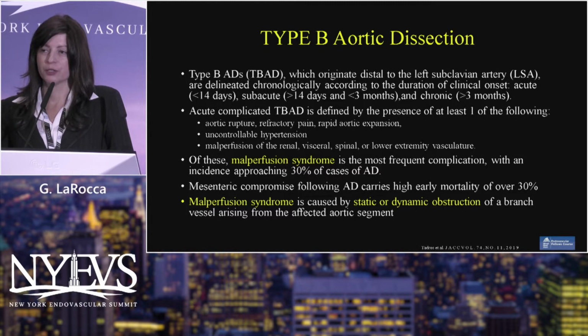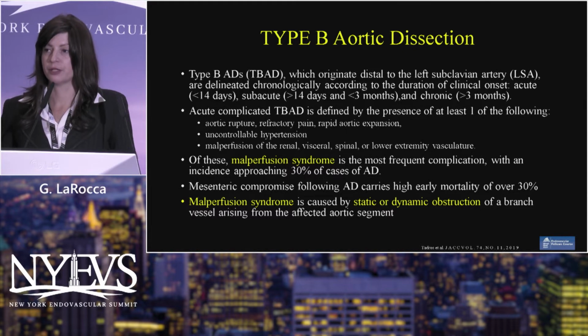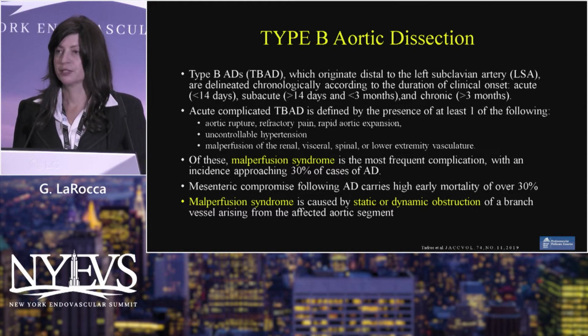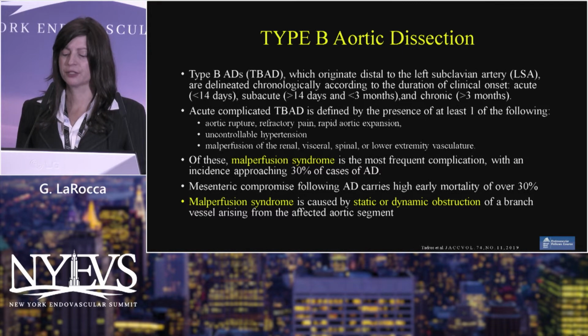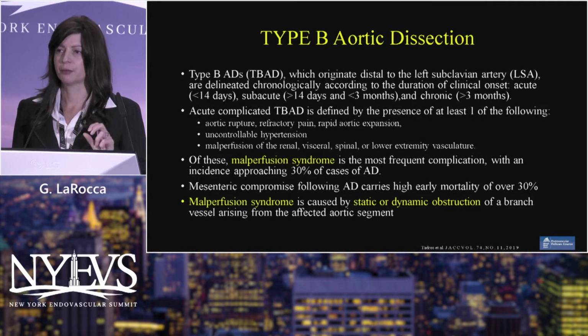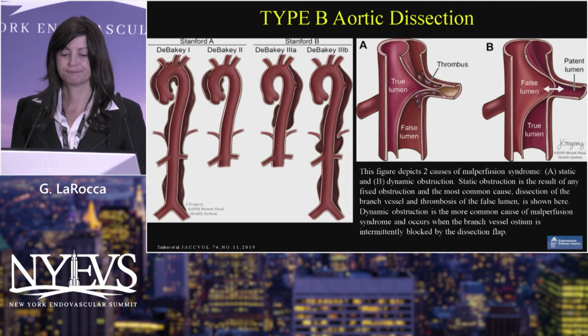Most commonly, what we're concerned about is malperfusion of the viscera. Malperfusion syndrome is the most frequent complication, with an incidence that almost approaches 30% of all cases. Mesenteric compromise carries a high mortality of over 30%. And malperfusion is usually caused by two factors: either a static or dynamic obstruction of the branch vessel arising from the aortic segment that's affected.